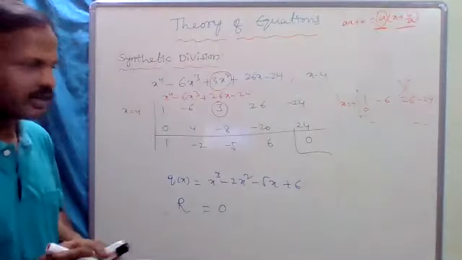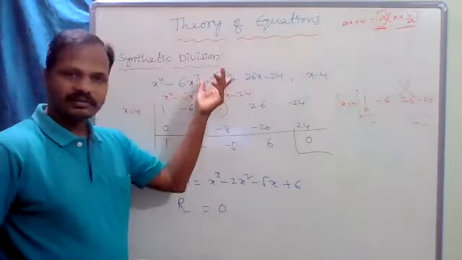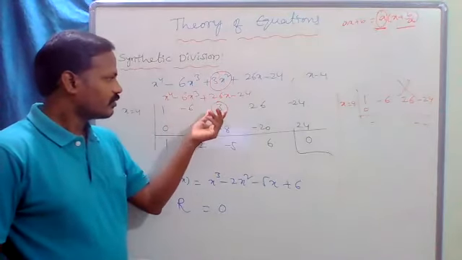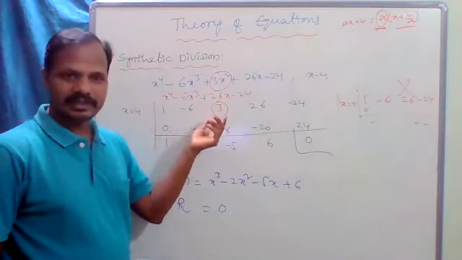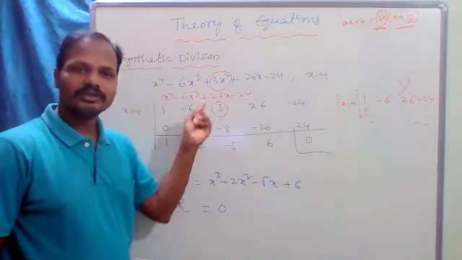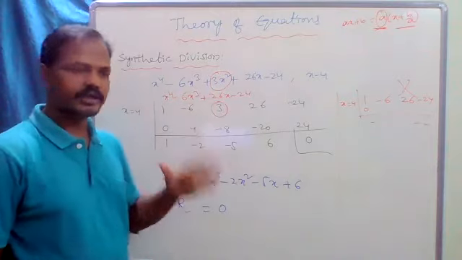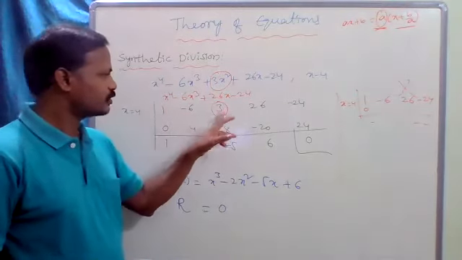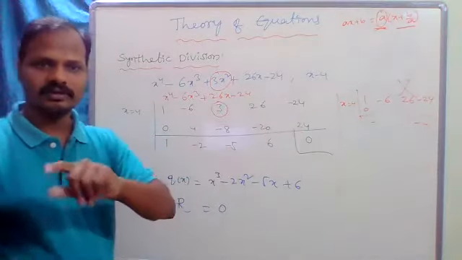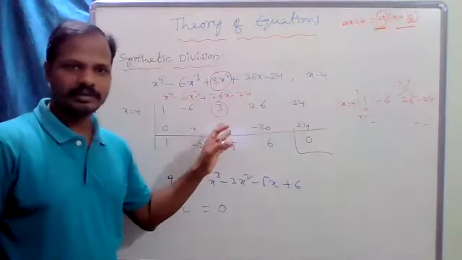Remember, be careful. While solving the synthetic division, the term which is missing, in that place you have to write 0. You have to take 0. So 1, minus 6, 0, 26, minus 24, like that. Don't forget this point. Remember carefully.